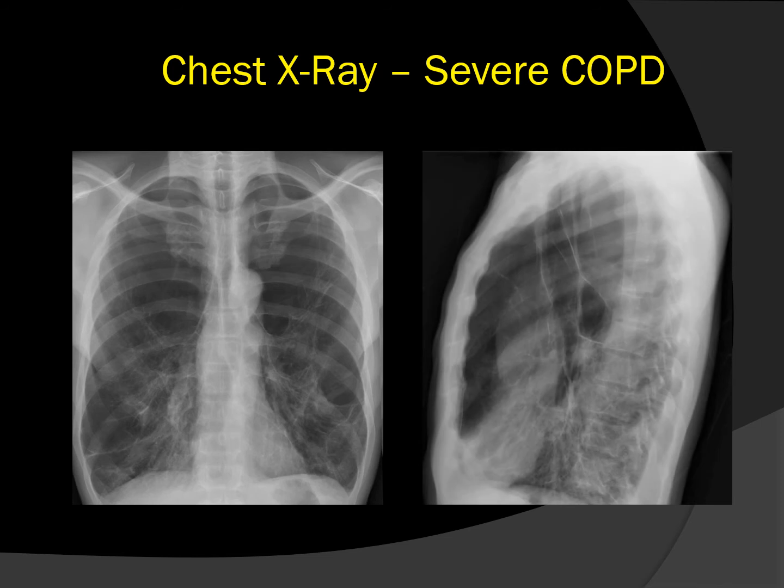Now, a lateral film shows increased lucency behind the sternum. Here's the sternum. This is the retrosternal space. I'm going to show this to you in a minute side by side with the film I first showed you. And then flattening of the diaphragm.